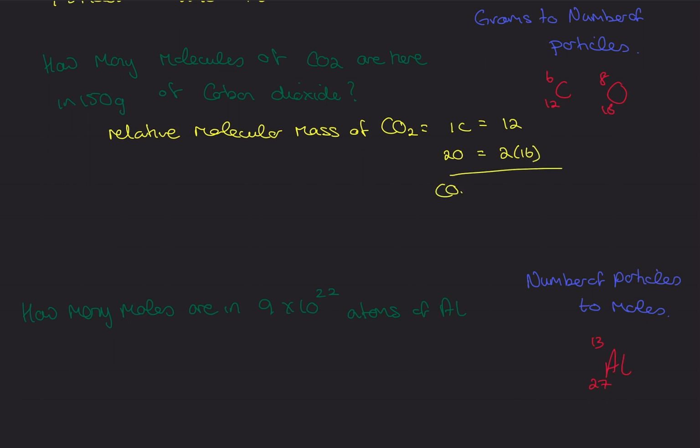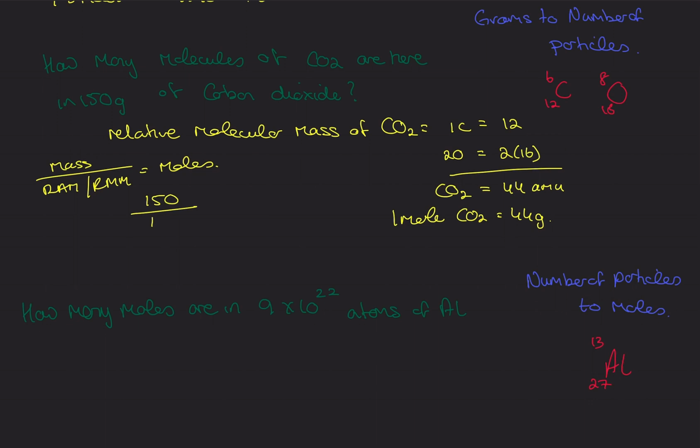So altogether, 1 molecule of CO2 will give us 44 atomic mass units. And if we want to convert that to 1 mole of CO2, we'd have 44 grams. Okay, so let's go back to our old formula. Mass over the relative atomic mass or relative molecular mass gives me the moles. So I have 150, and we want to divide that by what we've just worked out, which is 44.